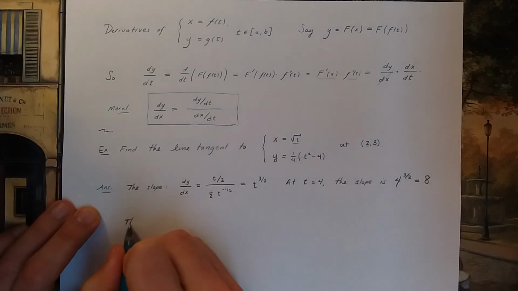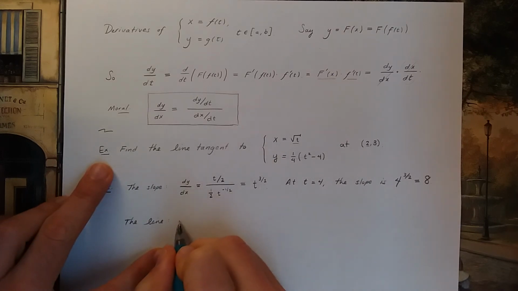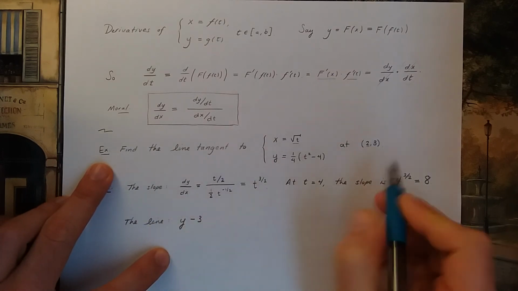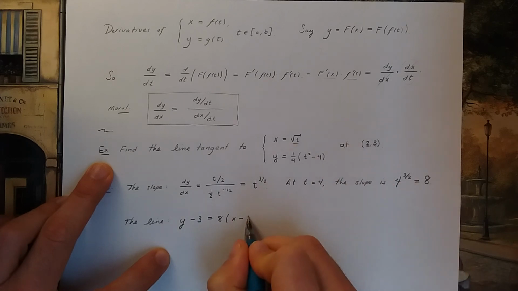So the actual line is y minus 3 equals 8 times x minus 2.